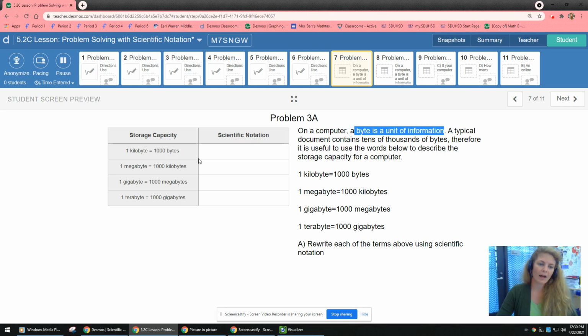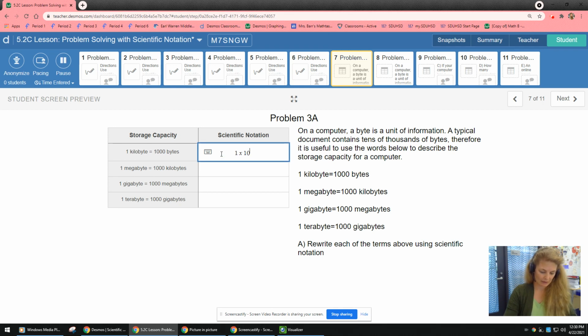So if we take a look, 1 kilobyte is 1,000 bytes. So I want to know, in scientific notation, how many bytes is a kilobyte? So that is 1 times 10 to the third bytes. So 1 kilobyte, and you remember kilo means 1,000, and that's why a kilobyte is 1,000 bytes. Bytes is kind of like that base unit, and then we're moving.